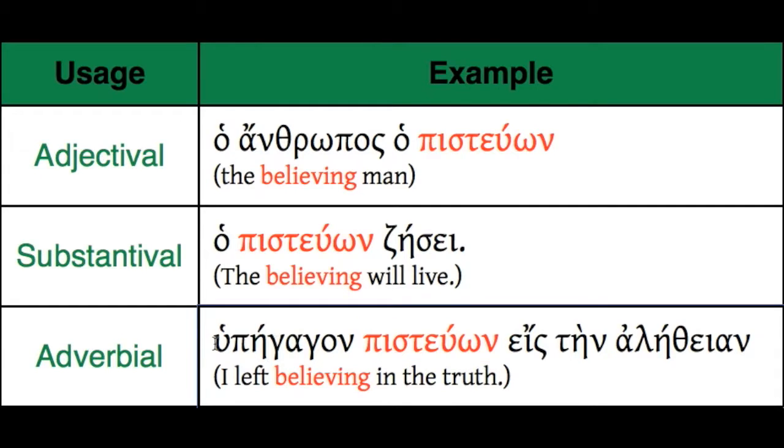And then the adverbial usage down here, we have hupegagon, which is from hupago. It's a second aorist. It means I left. Look at your principal parts chart if you would like to confirm this. But it means I left, I went out, pisteuon en te aletheia, in the truth. I went out believing in the truth, or I left believing in the truth. Can you see how believing here is modifying the leaving? I left. How did you leave? Tell me more about the leaving. I was believing in the truth, right? So in this case, pisteuon is acting like an adverb modifying a verb here.